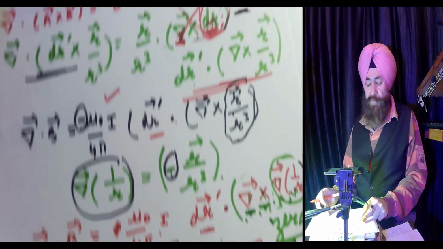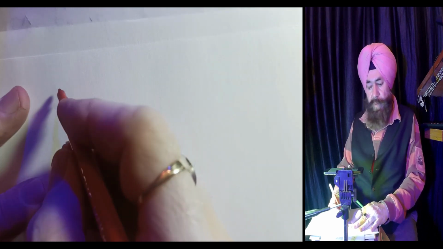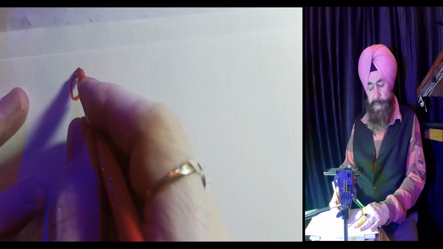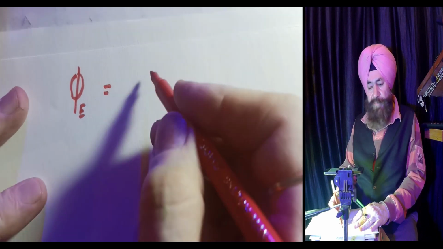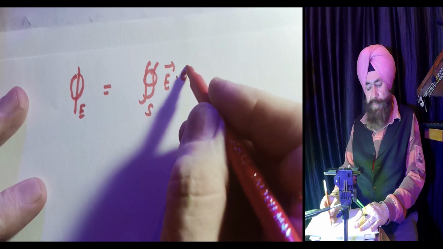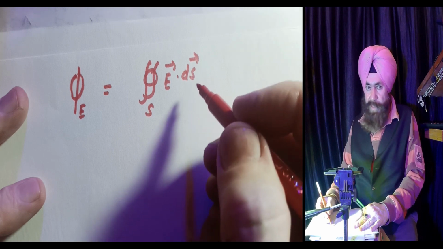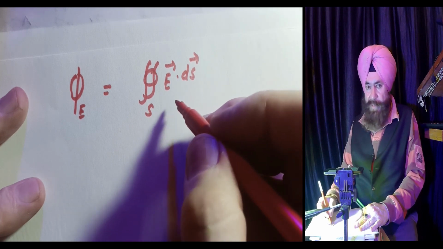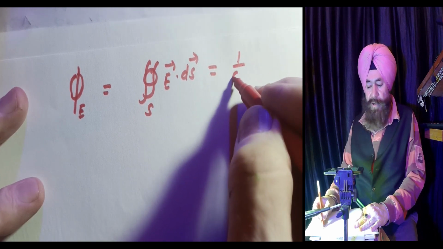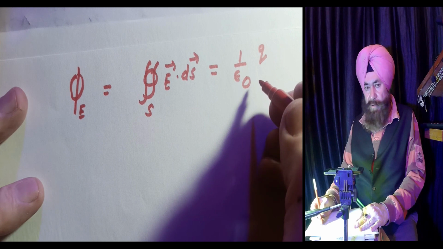Now one thing more. You know about the electric flux? Electric flux means E dot ds. And there is Gauss law in electrostatics that the electric flux through any closed surface is 1 over epsilon naught times the charge enclosed.